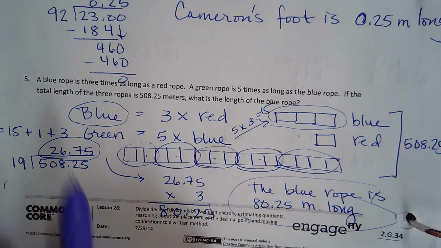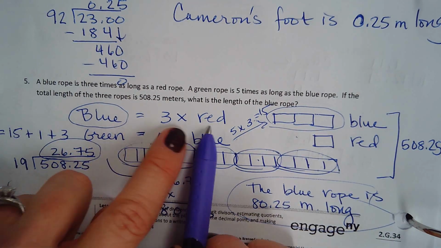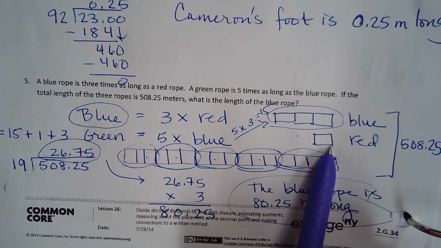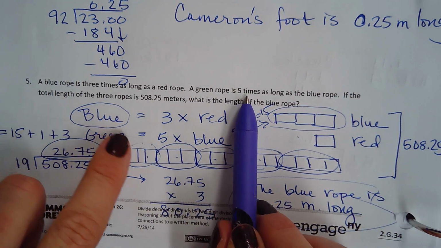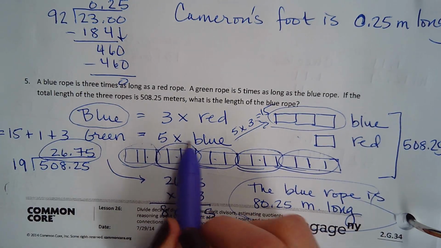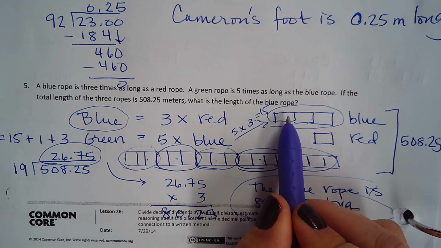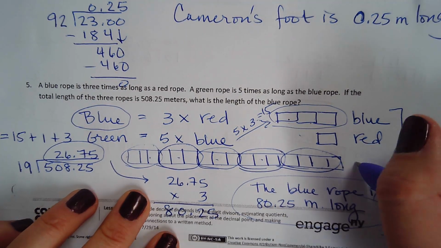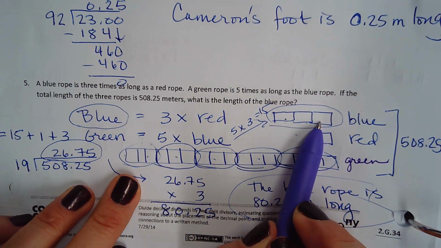Now, this is the more advanced problem right here. So, a blue rope is 3 times as long as a red rope. Here's blue is 3 times red. So if blue is 3 times red, we know that red is just 1. Now, the green rope is 5 times as long as the blue rope. Now, wait a minute. So 5 times the blue rope. What is the blue rope? The blue rope is 3 times. So it's 5 times 3 is 15. So here is the green right here. So green is 5 times the 3.